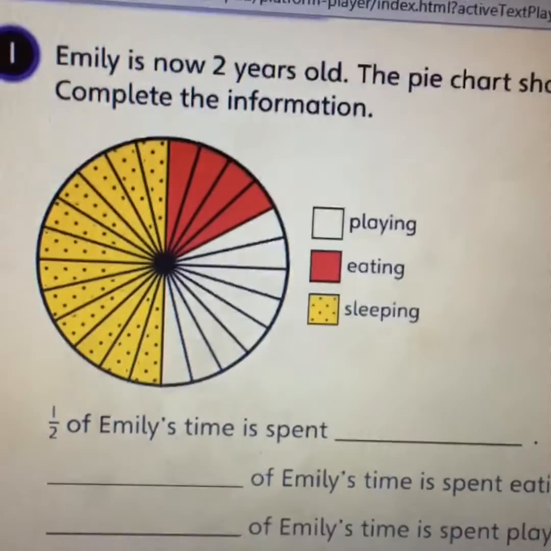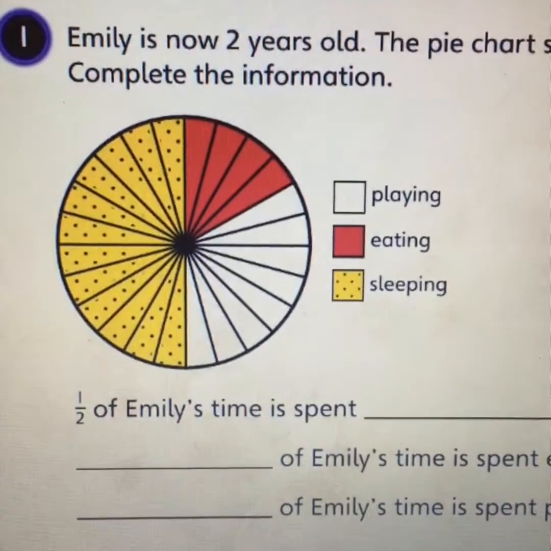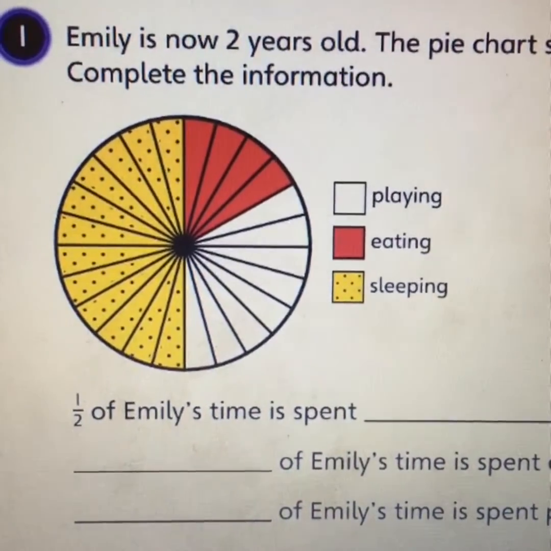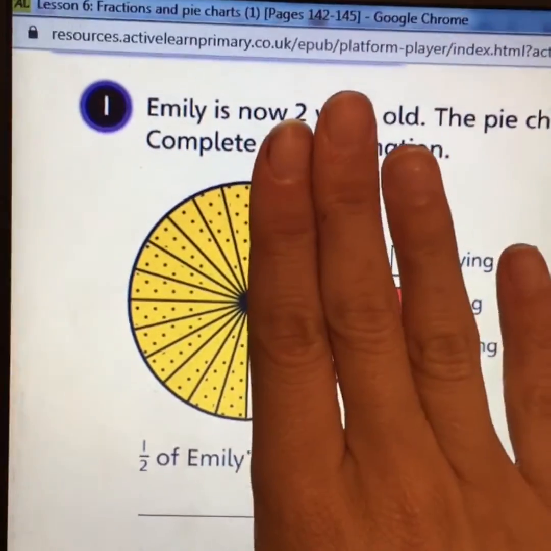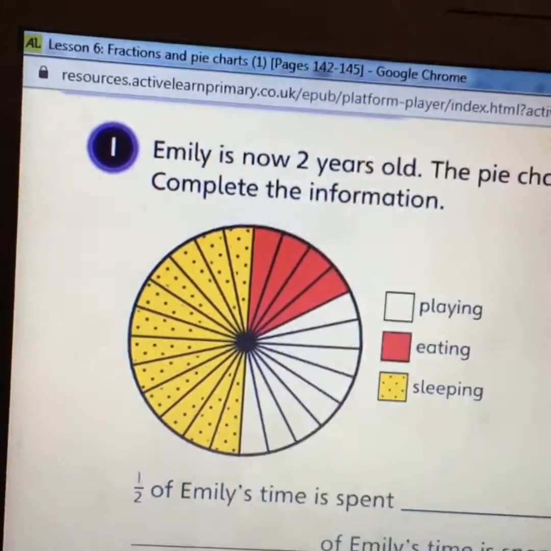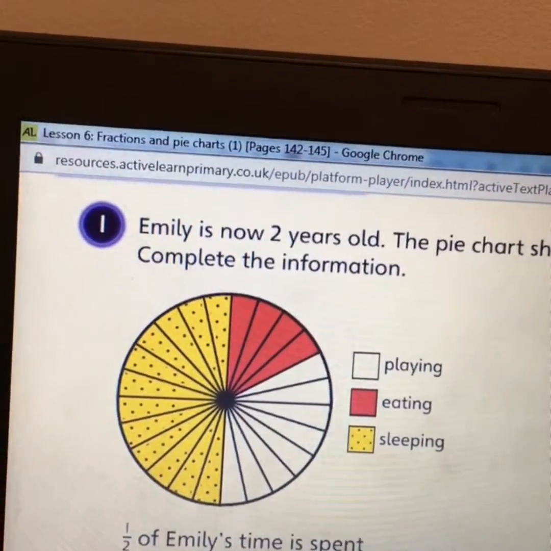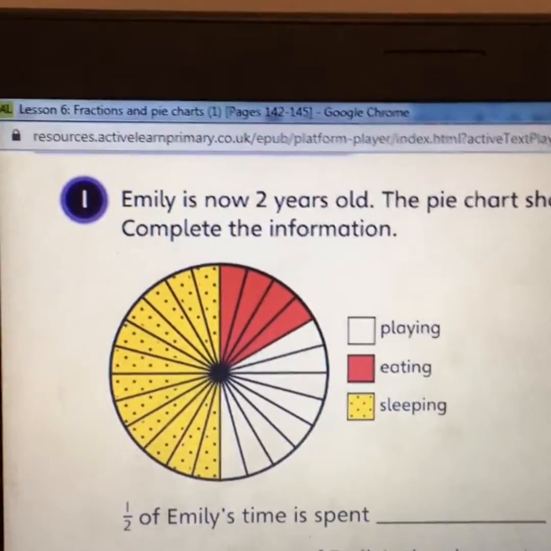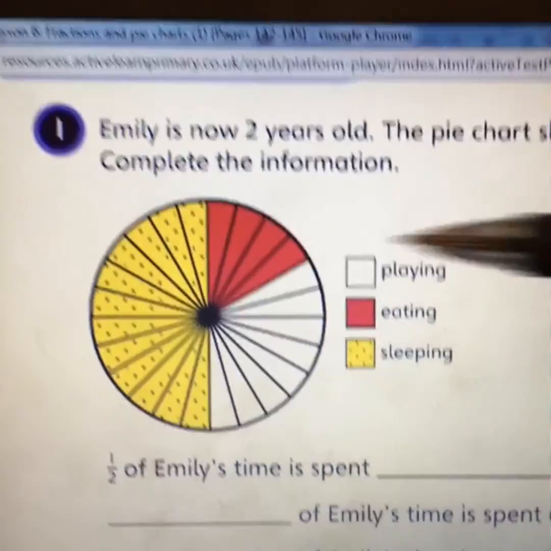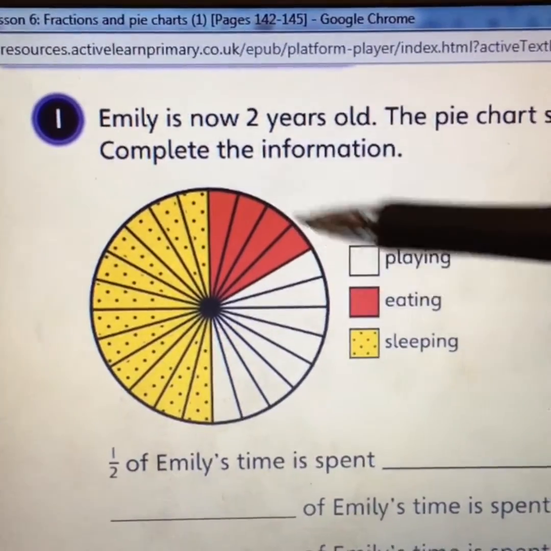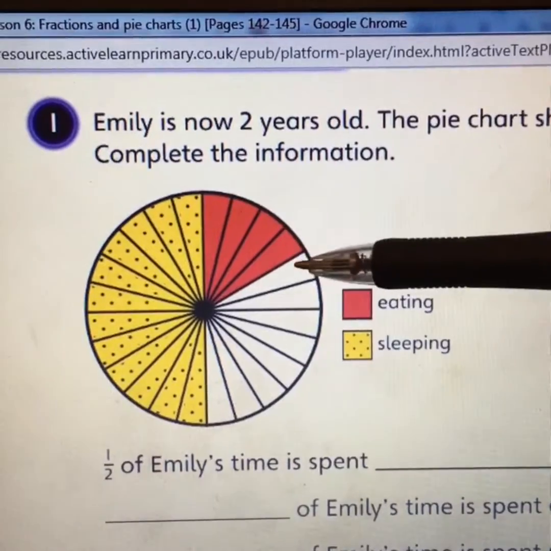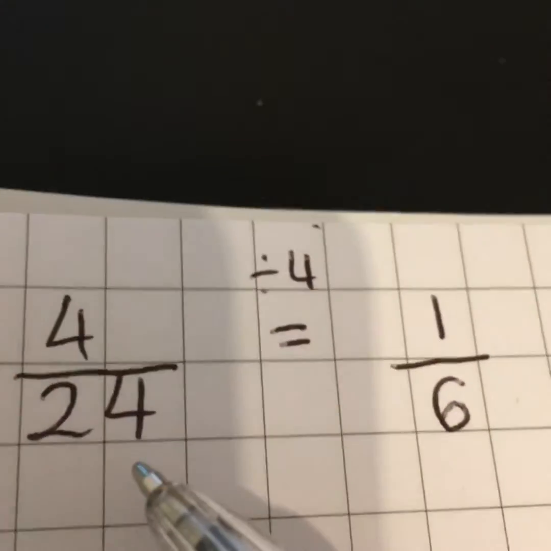Have a go. Right, answer time then. So half of Emily's time is spent doing what? Well, if you look at the pie chart, you can see that the yellow section is half and the yellow section is sleeping. So half of Emily's time is spent sleeping. Right, how much of Emily's time is spent eating? Well, we know that there's 24 segments and there's 1, 2, 3, 4 when she's eating. So I can write this as 4 24ths.